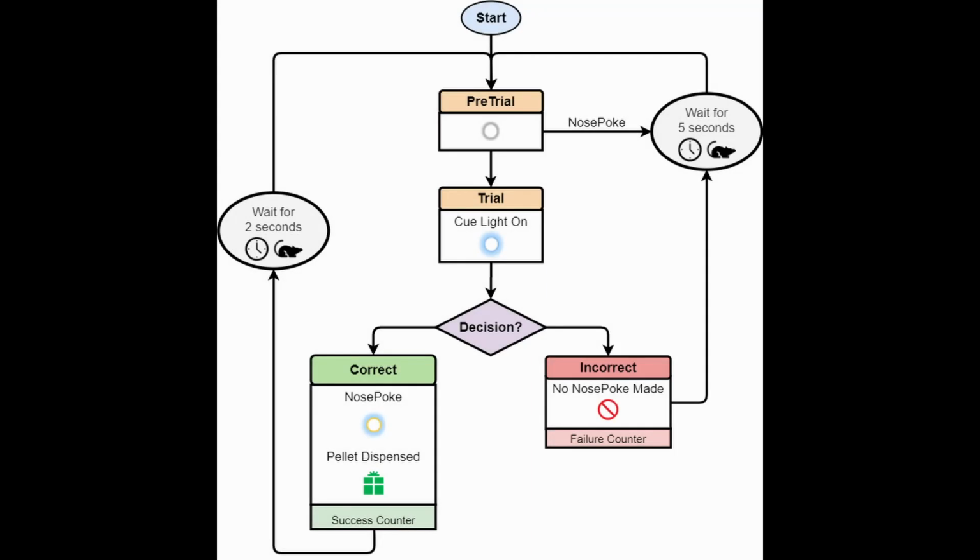Let's say we want to build out the following experiment. We light up the nose poke LED, and the subject has to put their nose in that port within a certain period of time to get the reward. After the reward or failure, we loop back to the beginning. The flowchart for that might look like this.